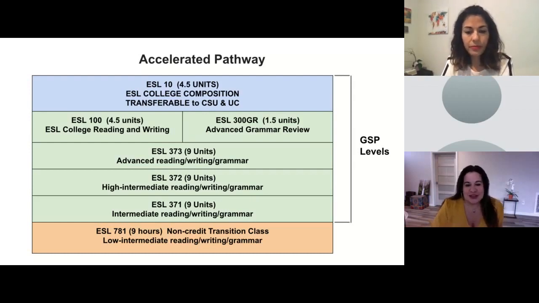And then coming back to our presentation here, before we get into the details, as I mentioned, all of this is specific to Santa Rosa Junior College. And so I wanted to just contextualize our ESL pathway.